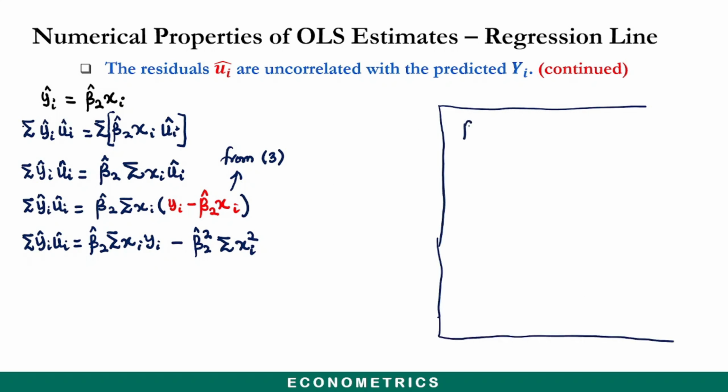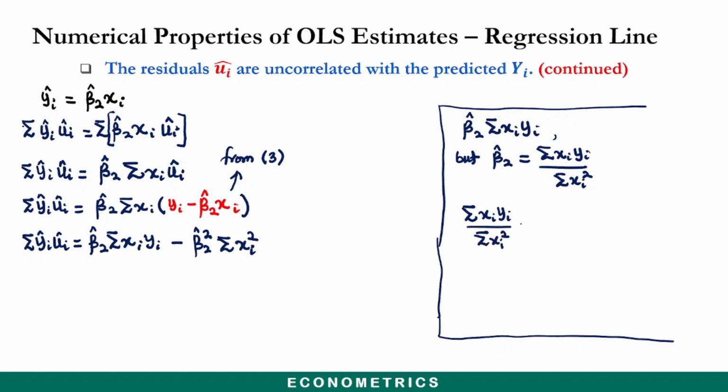So you will find that the β2 hat sigma xi yi, but we need to remember that β2 hat equals the sigma lowercase xi yi divided by sigma xi squared from the method of ordinary least squares derivation of the slope coefficient. So that is the formula. So I will put that back here: the sum of xi yi divided by the sum of xi squared, and then multiplied by the sum of xi yi. Then how do we express this term to be the same as this term right here?